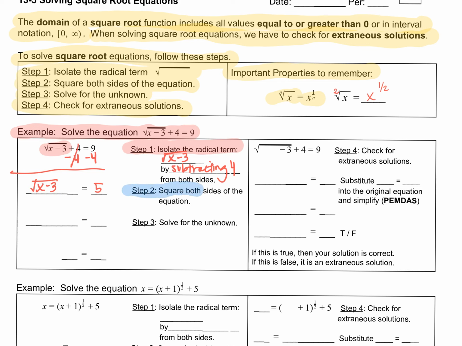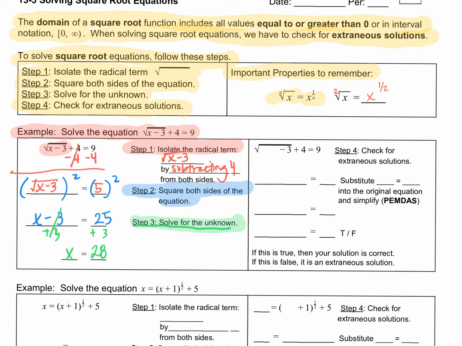Step 2, square both sides of the equation. So I'm going to go on both sides and square like so. The square and the square root will undo each other so that we are left with x minus 3 on the left, and we will get 25 on the other side. And then finally, step 3, solve for the unknown. To continue, we're going to add 3 on both sides, and x equals 28.